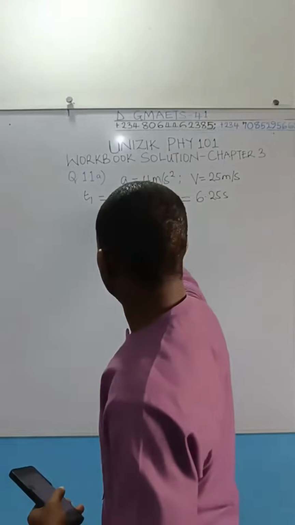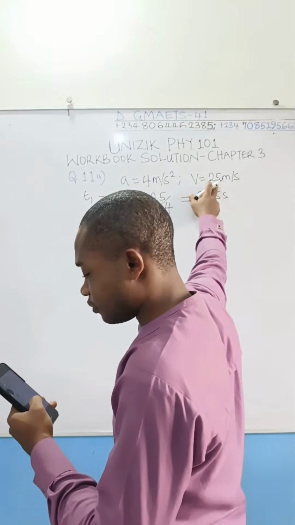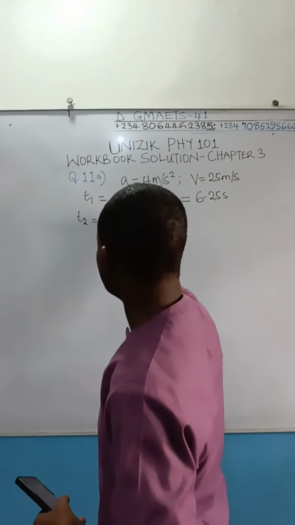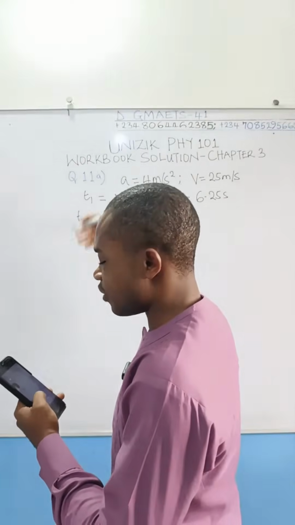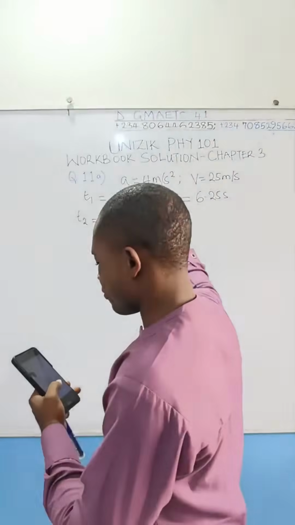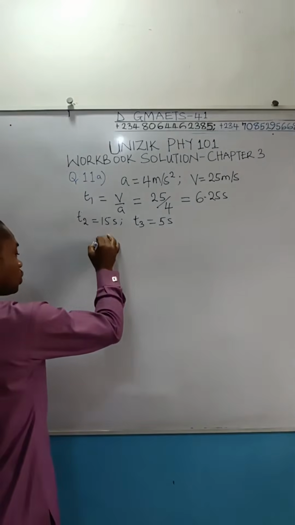When it attained this velocity, it maintained that velocity, constant, for 15 seconds. So our T2 is equal to 15 seconds, and thereafter it came to rest. T3 is 5 seconds.